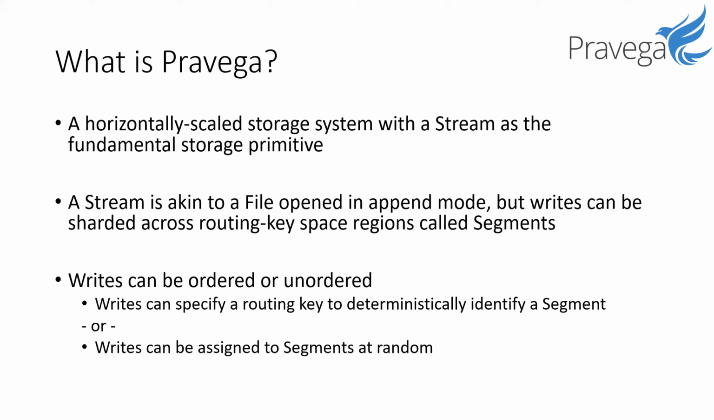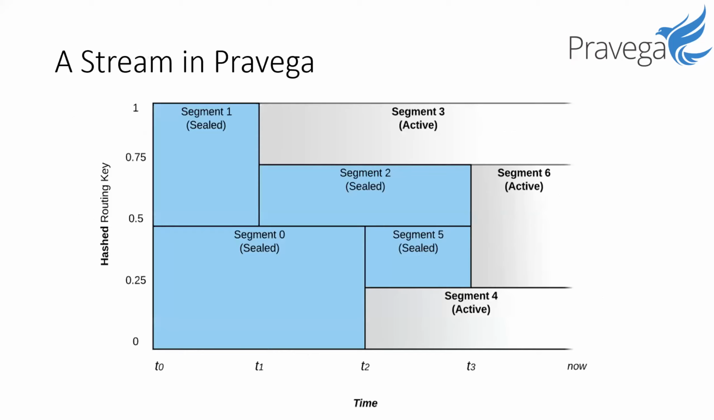And writes can be ordered or unordered. So writes can specify a routing key to deterministically identify a segment, or writes can be unkeyed and assigned to segments at random. Very similar, I guess, to other horizontally scalable message systems. A stream kind of looks like this in Pravega.